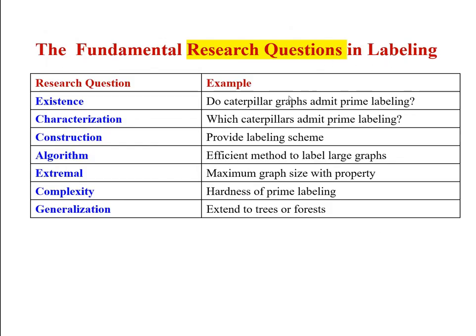Now, as far as labeling is concerned, these are the fundamental research questions that usually arise. Existence: do caterpillar graphs admit prime labeling? We have the list of graph classes, in fact subclasses, and we have the labeling types, prime labeling, harmonious, and so on. So the question is, can I combine those two? Possibilities we have listed out, but whether we can have that existence must be questioned.